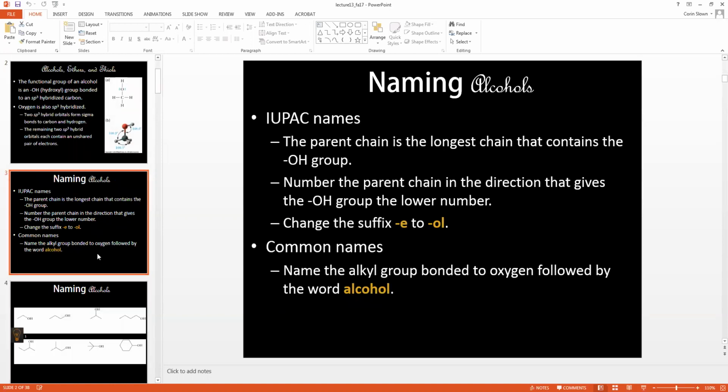When we think about naming alcohols, we're going to use the same IUPAC structure that we have used for alkanes, alkenes, and alkynes, which is to say that the parent chain is the longest chain that contains the OH group. We're going to number the parent chain in the direction that gives the OH group the lowest possible number. And then we're going to change the suffix from E to OL. So common names of some alcohols are typically followed by the name alcohol. So while we'll use the IUPAC name, we'll also use alcohol upon occasion.